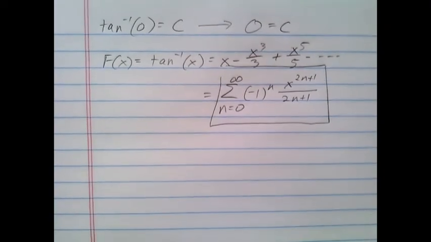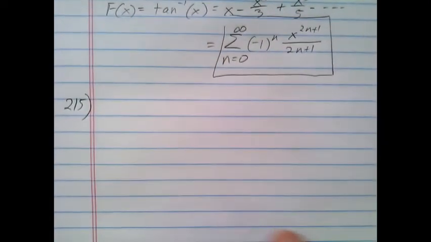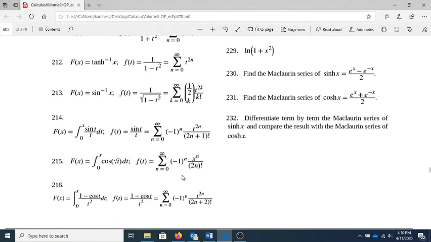All right. Let's do a similar problem. Let's do problem 215 in the book. So let's go back and have a quick look at that. Similar type problem. They want us to build a power series for a function, big F of x, equal to the definite integral from 0 to x of cosine of square root of t dt.